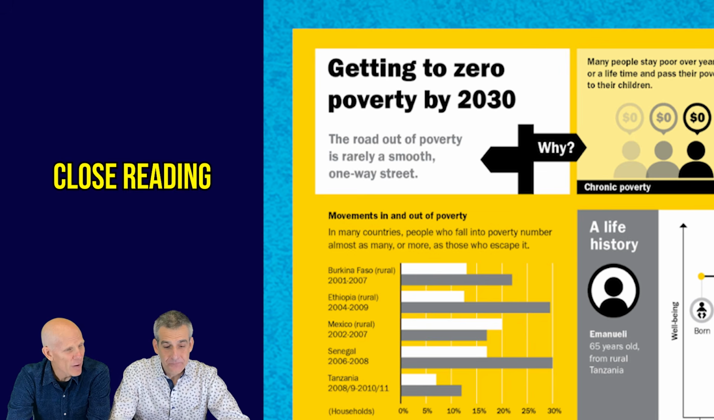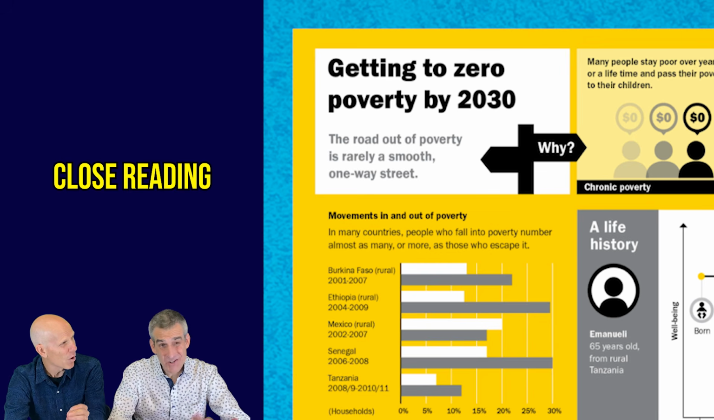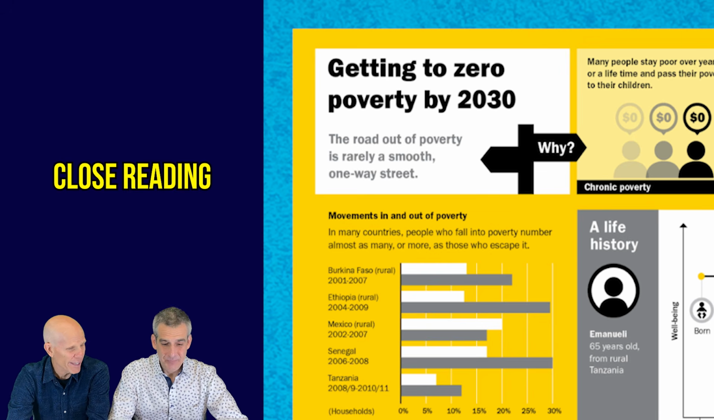Yeah, notice that they're even offering the solution, getting to zero poverty by 2030. They're saying this is their goal. That's really optimistic. They're not just hitting us with the difficulties of poverty. They're actually encouraging us: let's get out of this.